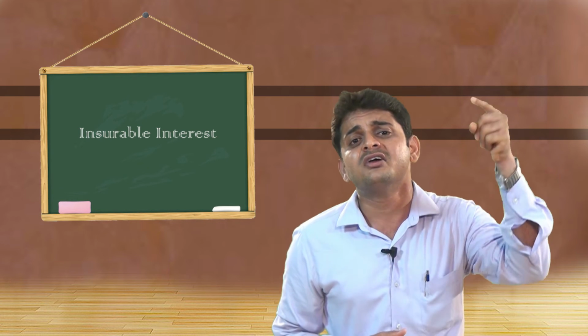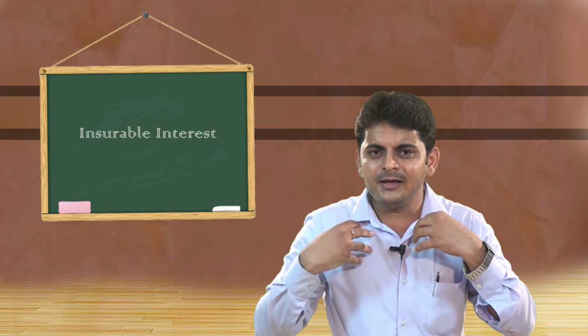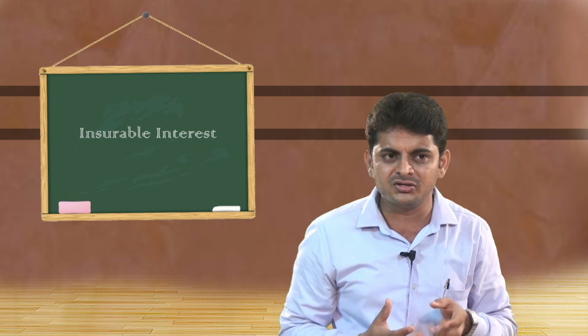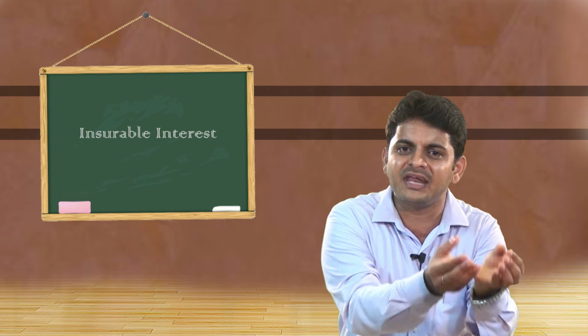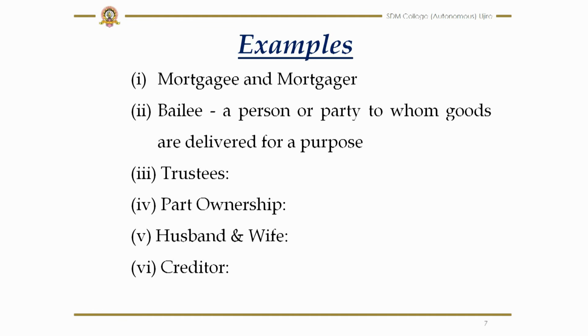As well, when I submit my property to the banker, the interest will be transferred to the banker as the mortgagee, because until I repay all the loan amount and take back my jewel, the responsibility will be held with the banker, the mortgagee. So he is having insurable interest. Until I take back my jewel, he has to take care of my property. He has insurable interest. He can take insurance.